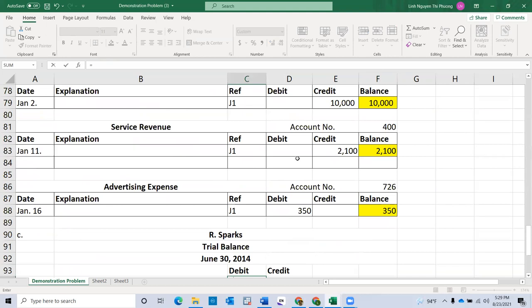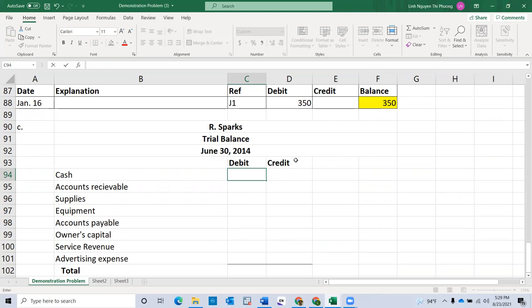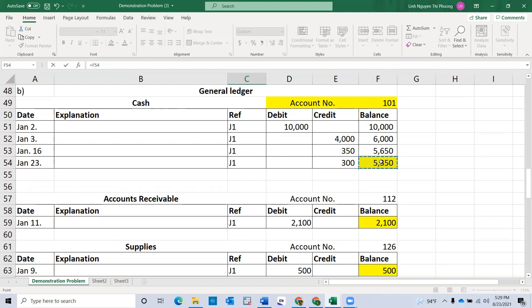So cash, I'll just put here debit, okay, cash. Don't type the number here. What you need to do is to link it with our cash ledger. So I'll press equal sign, and then I'll go to the ledger, the test ledger, and then I click on the ending balance here. So it will link with the cash ledger. So if you make some changes here, it will automatically change in the trial balance. Okay, so I enter it.